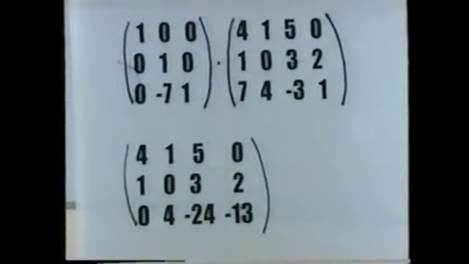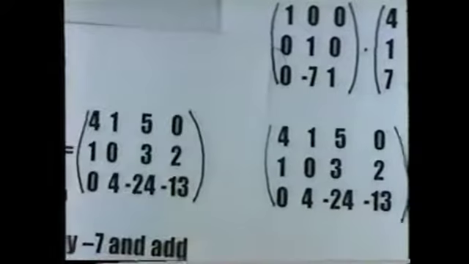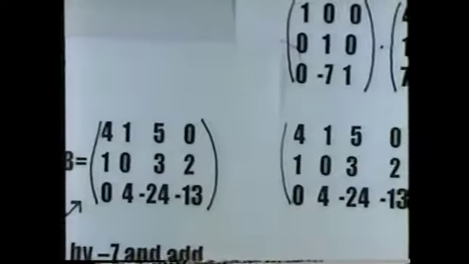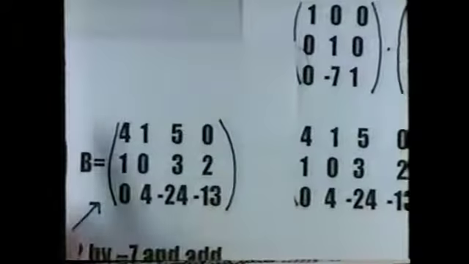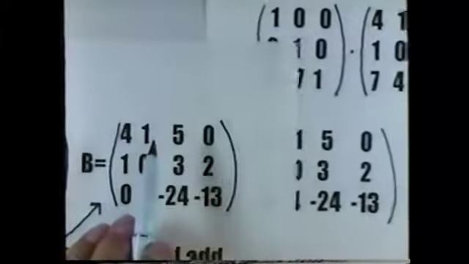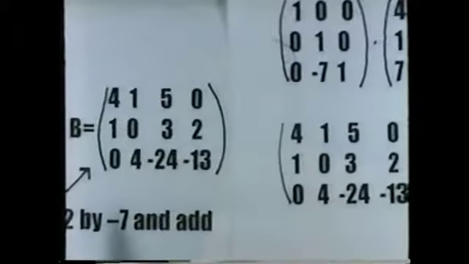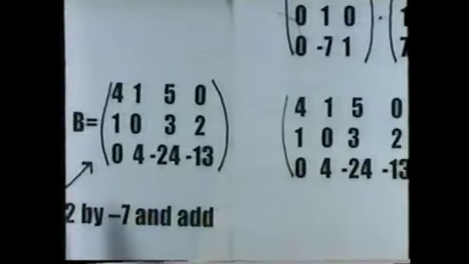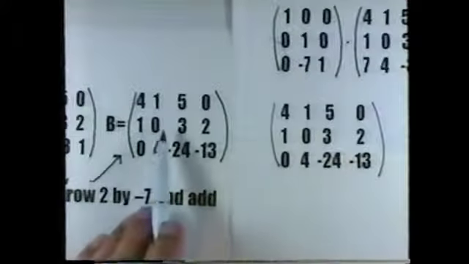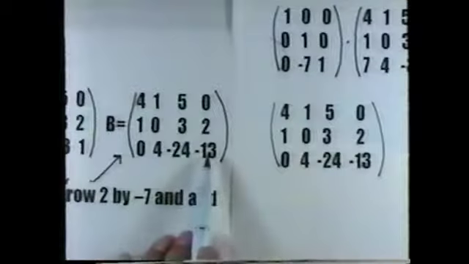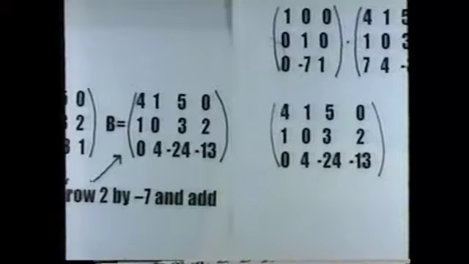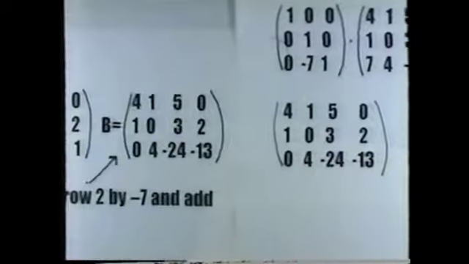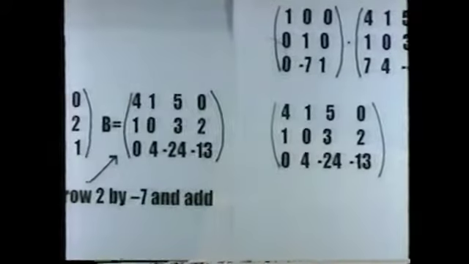You can go back and look in your notes and see if that was indeed matrix B. So we have B was 4, 1, 5, 0. It's hard to get them both on there at the same time. 1, 0, 3, 2, 0, 4, negative 24, negative 13. So you can see that the example did illustrate the theorem. Now remember, an example never proves anything, but you can use it to convince yourself that it's true.